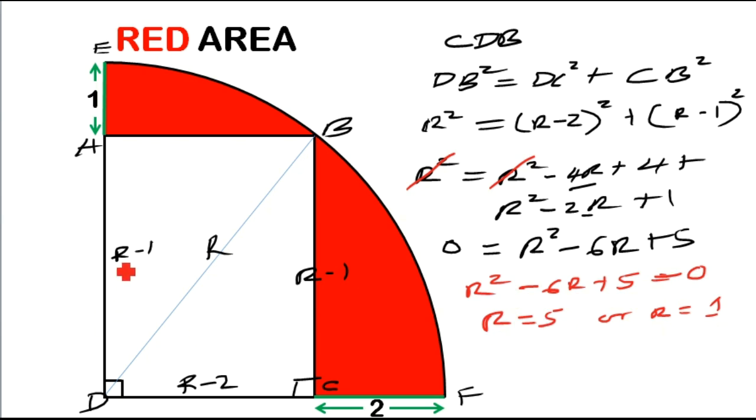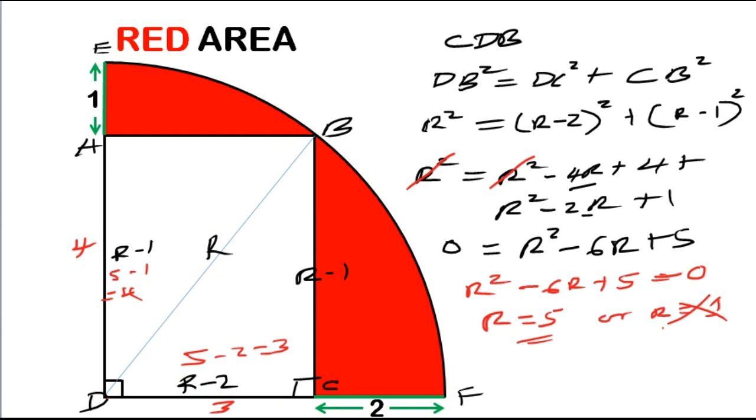Then you check. If R is 1, you'll have 1 minus 1, meaning you have 0. So it means we are saying the length AD is 0, meaning it does not exist. So it means R equals 1 is undefined. So R is automatically 5. So having found R to be 5, it means the length from A to D is going to be 5 minus 1, which is 4. Then the length from D to C is going to be 5 minus 2, which is 3. So we have the length of the rectangle as 4 and the width of the rectangle as 3.